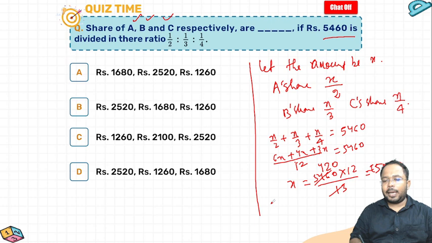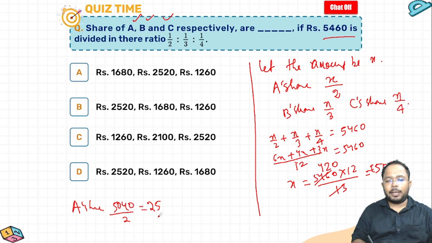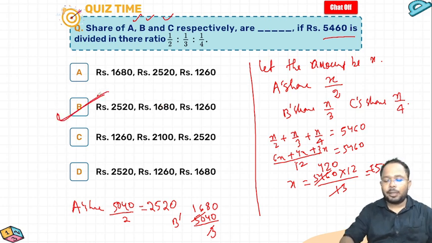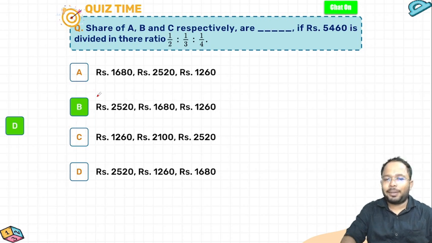So A's share would be how much? 5040 divided by 2, that gives 2520. Now we have two options, B and D. Let's find the B share. B share is 5040 divided by 3, which is 1680. So we can go with the second option, and the second option is correct.